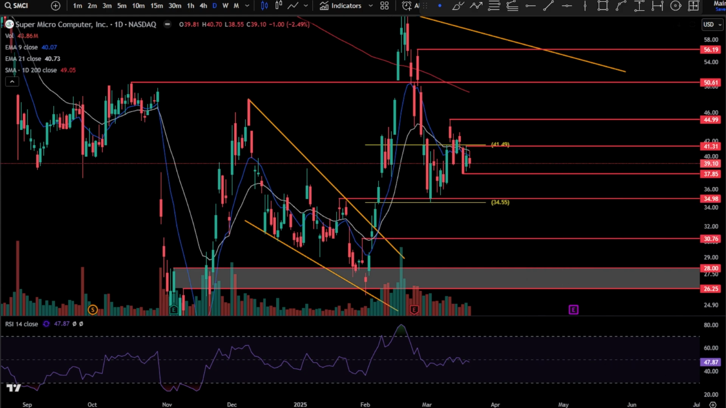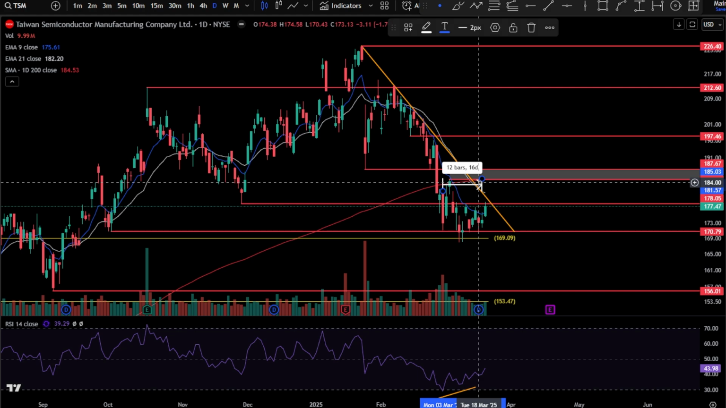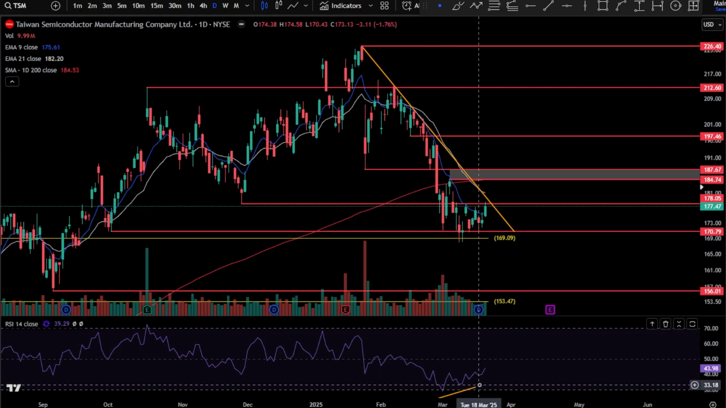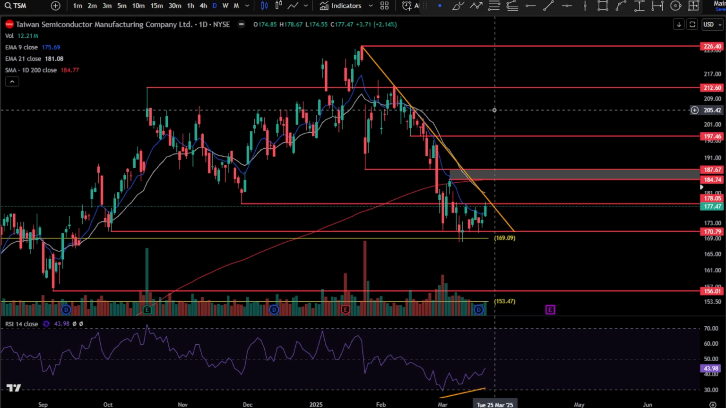Break that, 30.76. TSM, all right, showing the strength of the chips over here, guys. And you've been in oversold conditions here for 2 to 3 weeks on pretty much every ticker we just looked at, besides Meta.